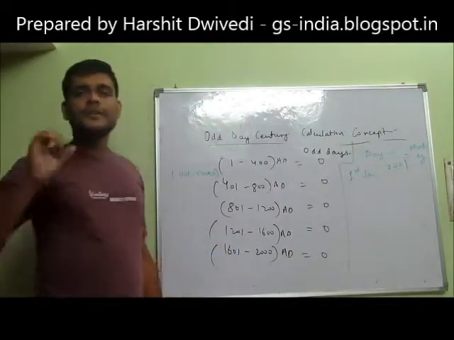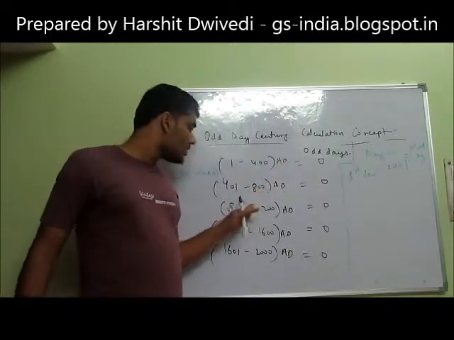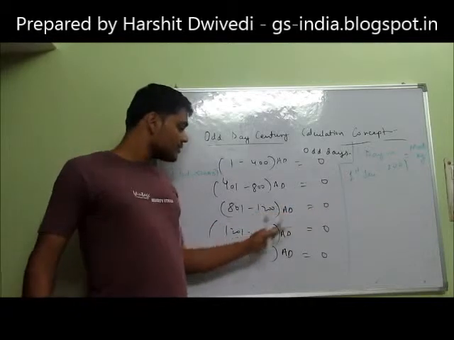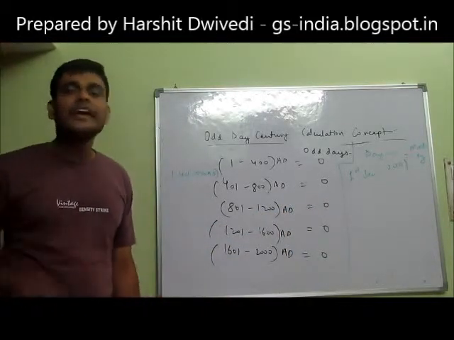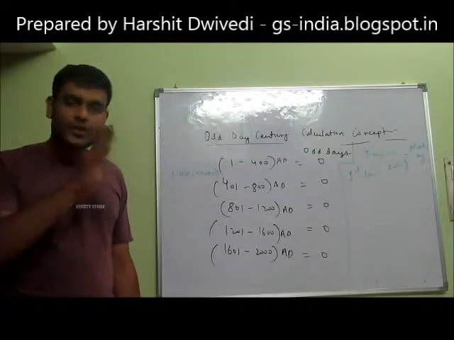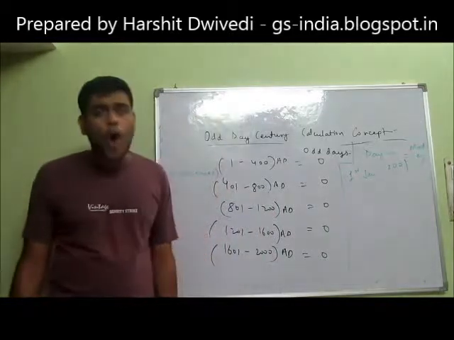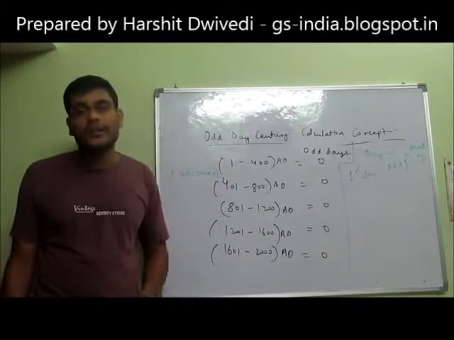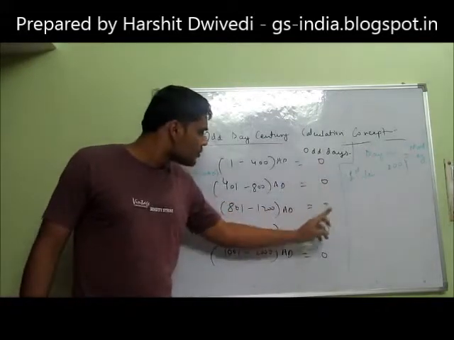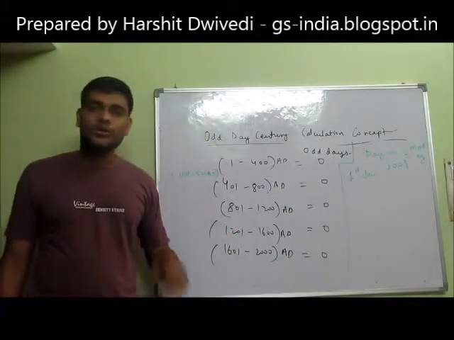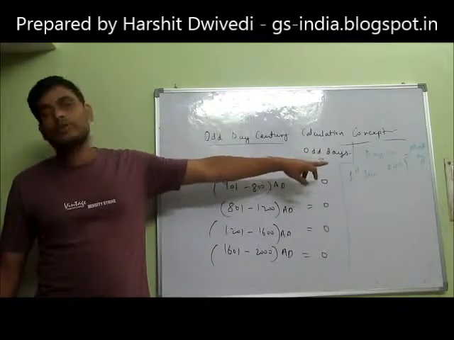This is a very easy concept. It says that the first 400 years have 0 odd days, the next 400 have 0, the third 400 have 0, the next 400 have 0, and the next 400 have 0. 5 times 400 means 2000 AD. So if 1st January 1 AD was Monday, and I have to calculate 1st January 2001 AD, how much lag is there? 2000 years. And what is the number of odd days for 2000 years? 0. So if the odd days are 0, initially it was Monday, so 1st January 2001 is also Monday.